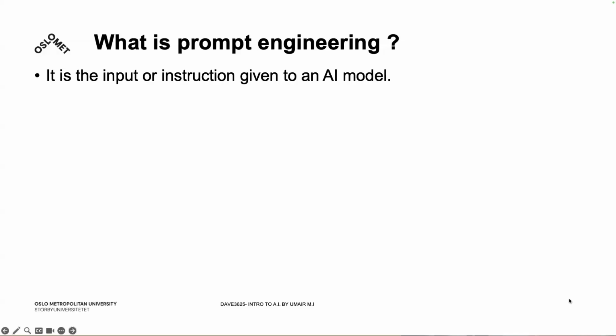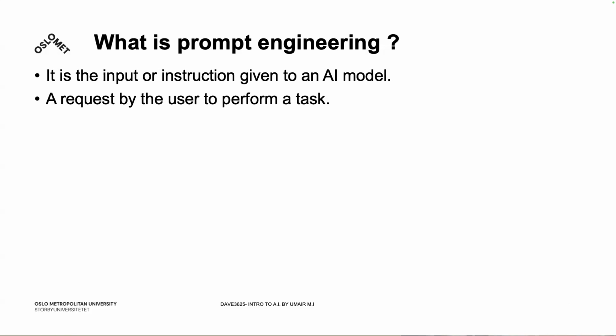So what is prompt engineering? It's the input or instruction you give to an AI model, or in simple terms, the request by the user to perform a task. Right now we're talking about large language models. ChatGPT is a large language model, not an image-based model, although now it uses DALL-E. But the focus is not on the large language model part, it's on the AI modeling part. So it can be any kind of AI model, and if you give it some sort of instruction, it's actually a prompt.